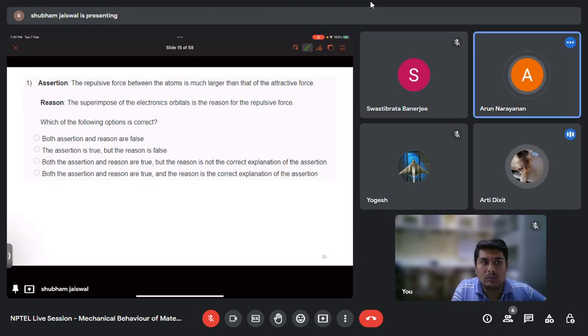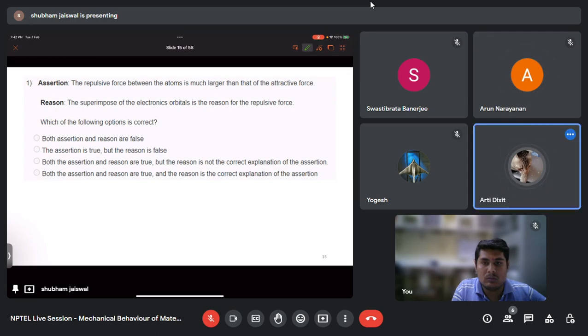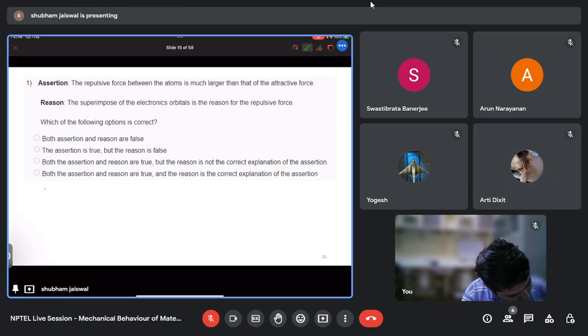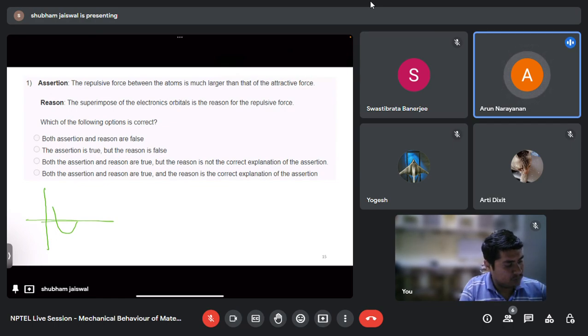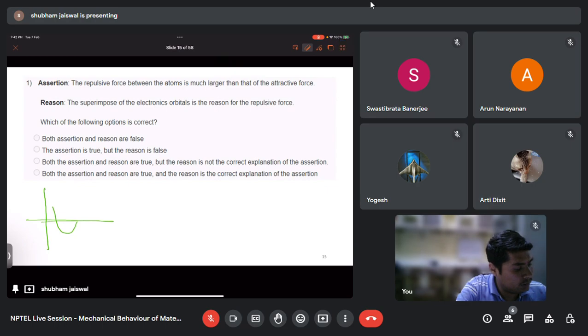The fourth one: both assertion and reason are true, and the reason is the correct explanation. Why is it so? Because in the force separation graph, the repulsion region dominates, so it will have a much larger magnitude than the attractive force. Yes, correct.